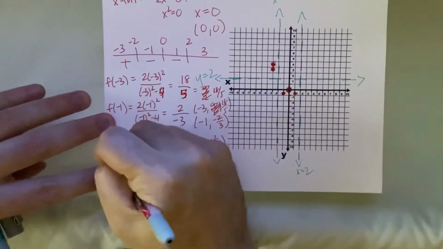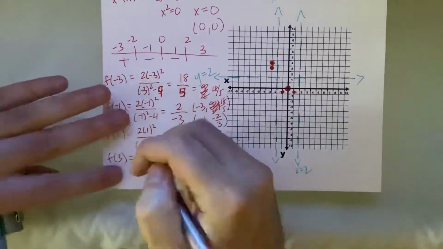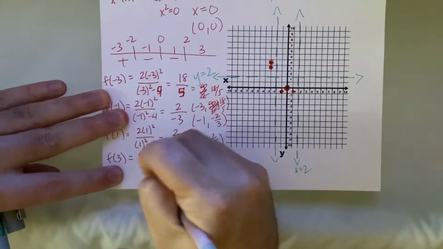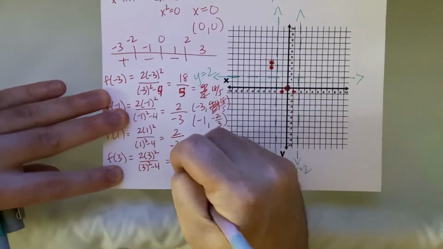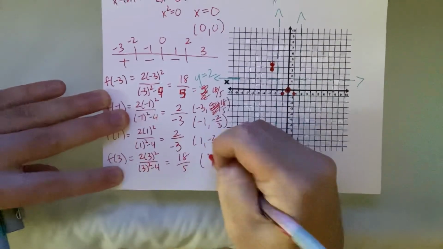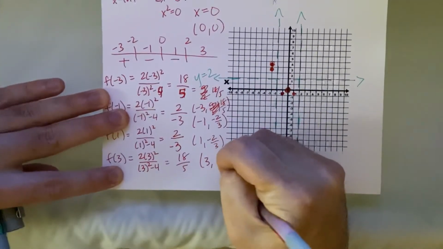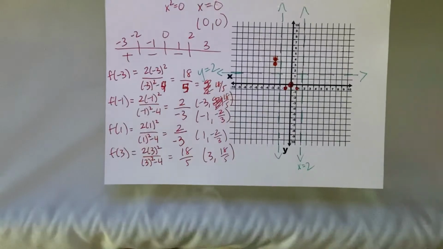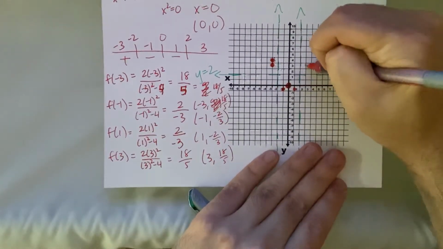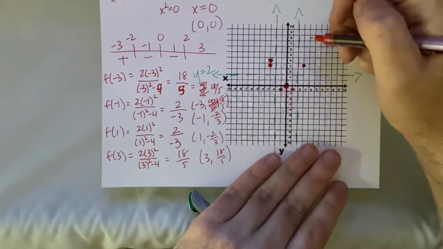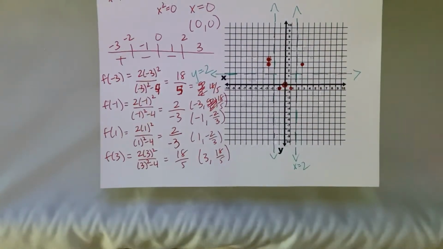And lastly, f of 3. 2 times 3 squared over 3 squared minus 4 is again 18 over 5. So we have the point 3, 18 over 5. So same thing on the right side. 3 and 3.6. Okay, so let's talk about what's happening here.